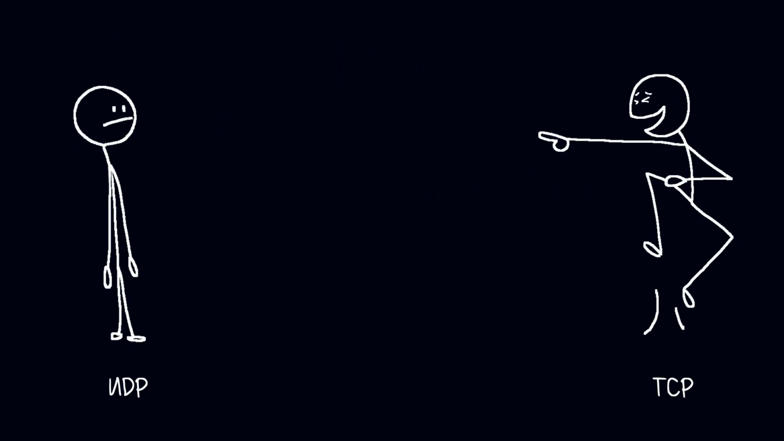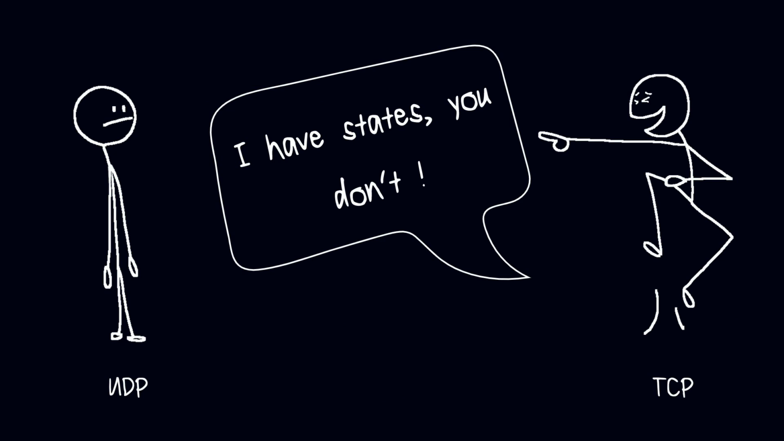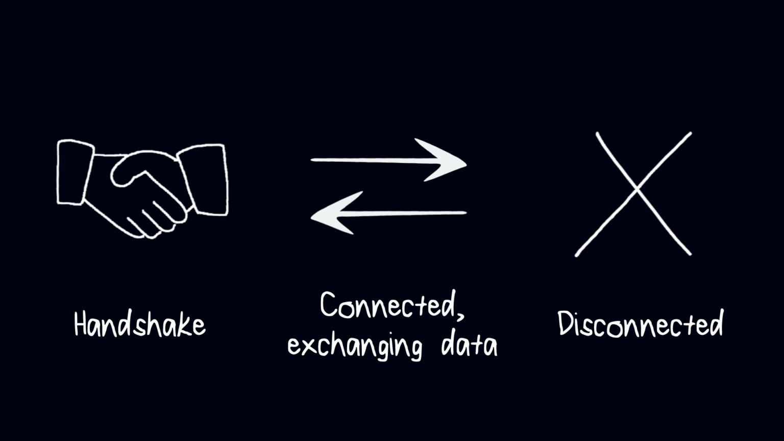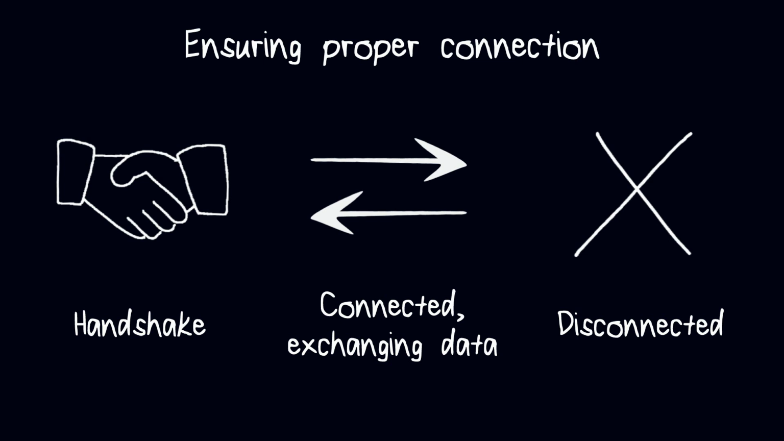Unlike UDP, TCP is a stateful protocol, which means it keeps track of states. TCP states are the different stages of a TCP connection. Each state has a specific purpose and is used to ensure that the connection is established and maintained properly.